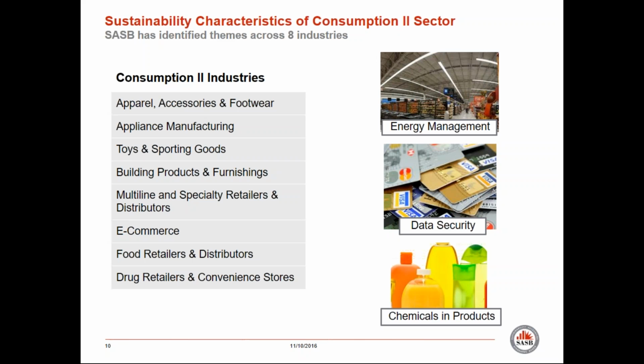We also see data security as an increasingly emerging threat, not just in retail, but especially in this sector. It's an evolving threat for companies as more payments are made with credit cards and online, and cyber criminals have increasingly sophisticated techniques. We also see chemicals and products as an emerging theme here across the consumer goods manufacturers, and this has to do a lot with emerging consumer preferences and awareness about what's in their products, as well as evolving regulation.